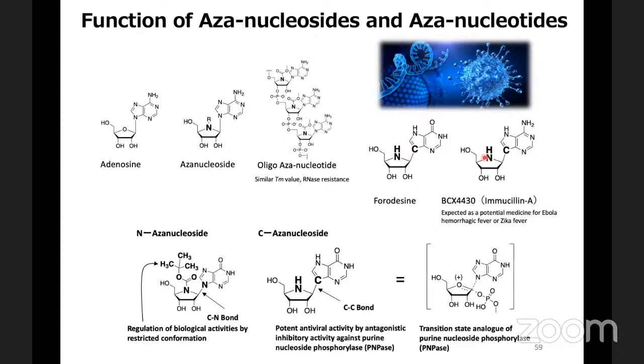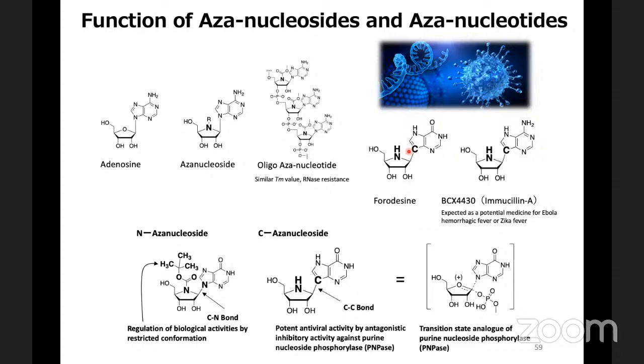These are two types of pyridine binding site, CN and CC. CN and CC. And many compounds are known to have remarkable antiviral activities. However, both require a multi-step synthesis method.